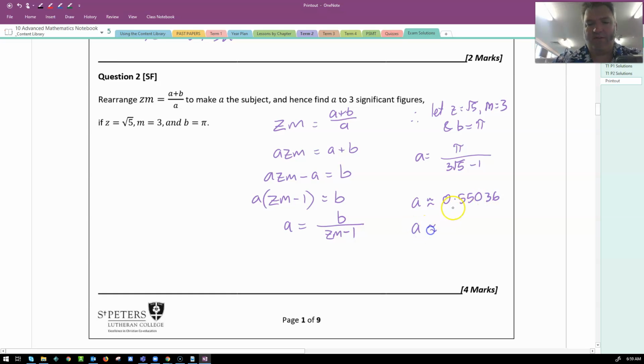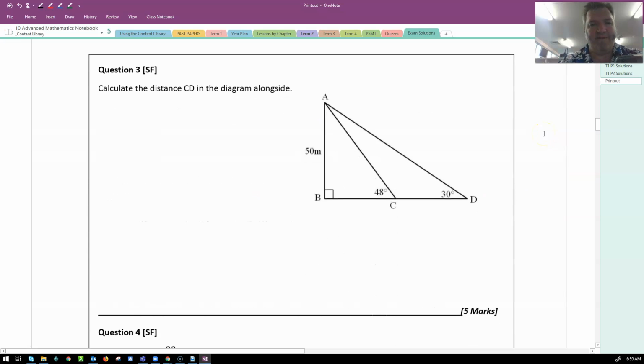That's what it's approximately equal to. So to 3 significant figures, 1, 2. There's my third one. Does it stay as 0 or go up? I check the next digit. 3 says leave it alone. So 0.550. And you're done with that question. Let's move on. Question 3.